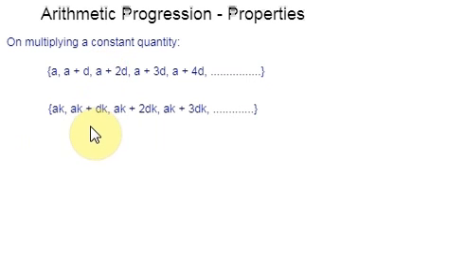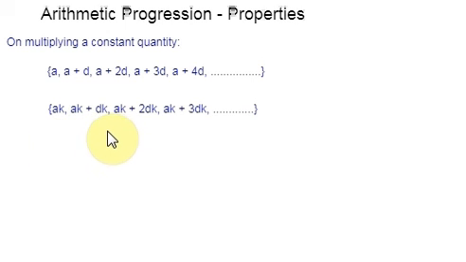Therefore, you can conclude that if a non-zero constant quantity is multiplied by each term of the arithmetic progression, the resulting terms will also be in arithmetic progression. For this, you have to identify the first term and check the common difference. That would help you. Hope you are clear with this concept now.